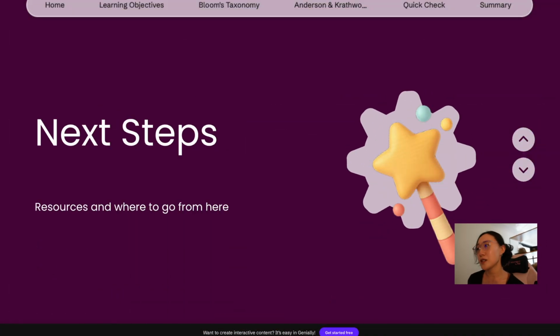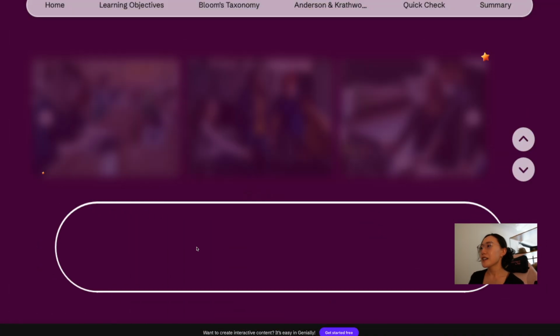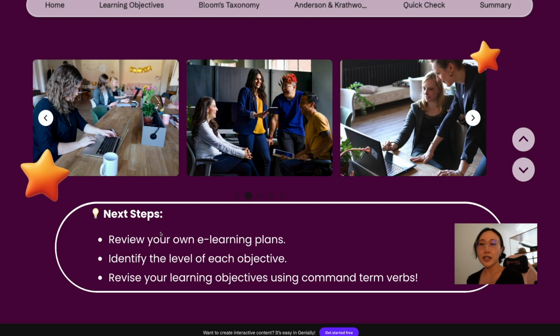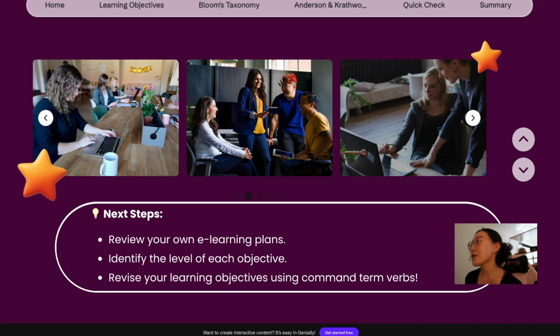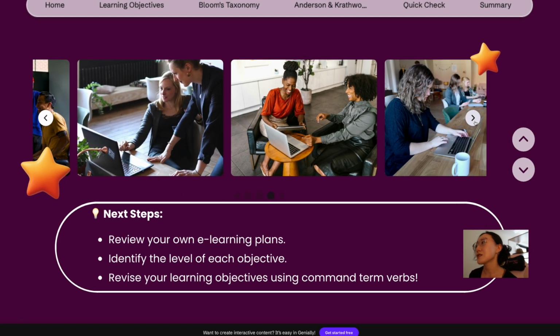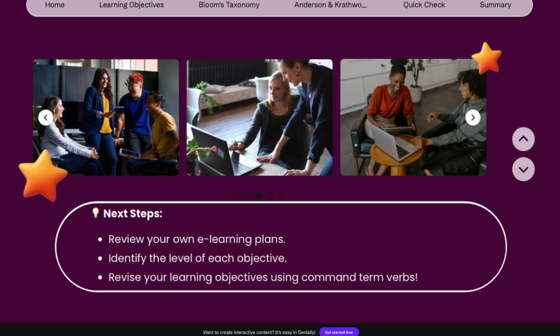Alright, here we go. Next steps. Where do we go from here? Okay, so you can review your own e-learning plans. You can identify the level of each learning objective. You can revise your learning objectives using command term verbs and in turn revise your assessments and your tasks. All of these images are just stock photos from Genially, which are free, which is great. They don't mean anything, they're just aesthetic.